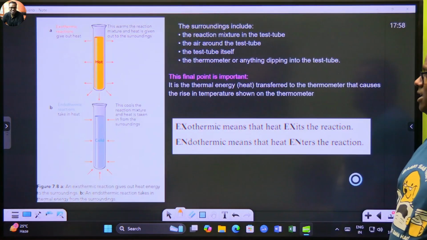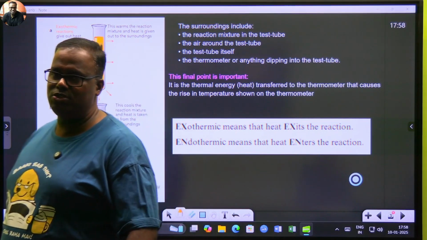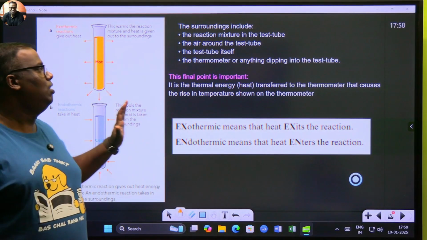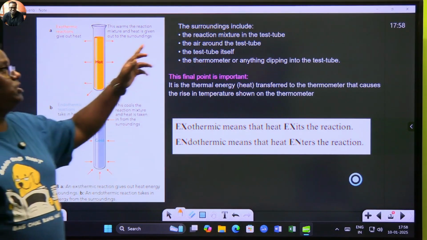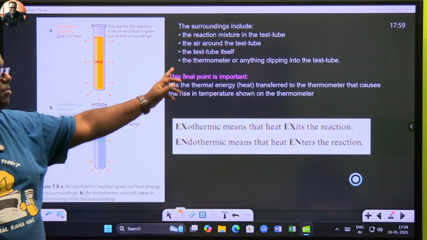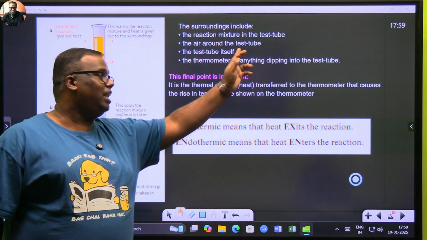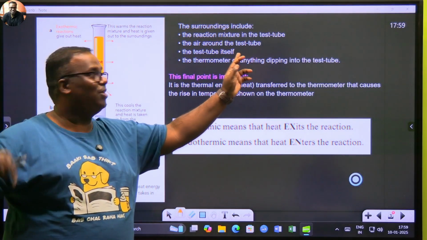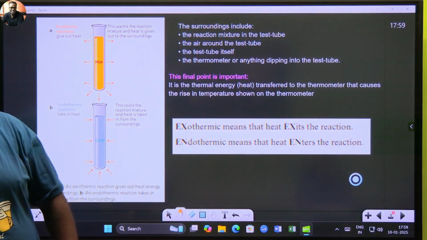चले next slide. अब ये diagram आपको confuse करेगा. Like we used to say ना. So we will now get around this diagram a little bit. Surroundings include, as I said, in chemistry, the reaction mixture in the test tube, the air around the test tube itself, and the thermometer inside the test tube.